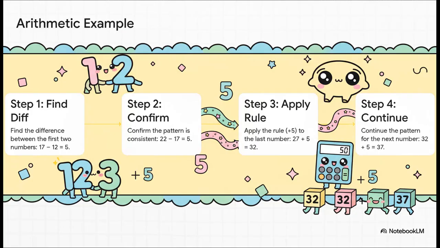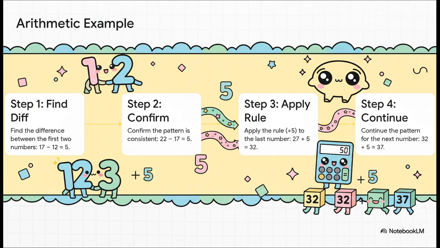All right, let's put this into practice with an example. 12, 17, 22, 27. How do we find the next numbers? We just follow the steps. First, what's the difference between 17 and 12? Well, that's 5. Now, and this is important, we have to confirm the pattern. Is the difference between 22 and 17 also 5? Yes, it is. So our common difference is plus 5.